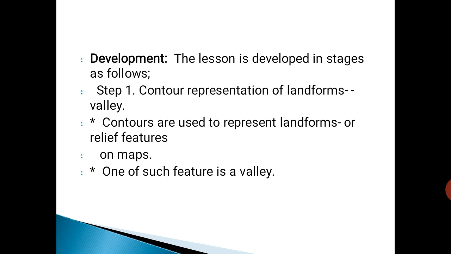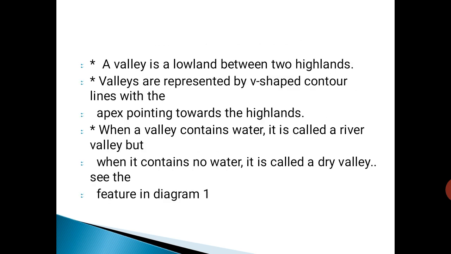So, this lesson is presented in different stages as follows. Step 1. Contour representation of landform. Specifically, we are looking at valley. Now, contours are used to represent landforms or relief features on maps. One of such features is the valley. A valley is a lowland between two highlands. Valleys are represented by V-shaped contour lines with the apex pointing towards the highlands.